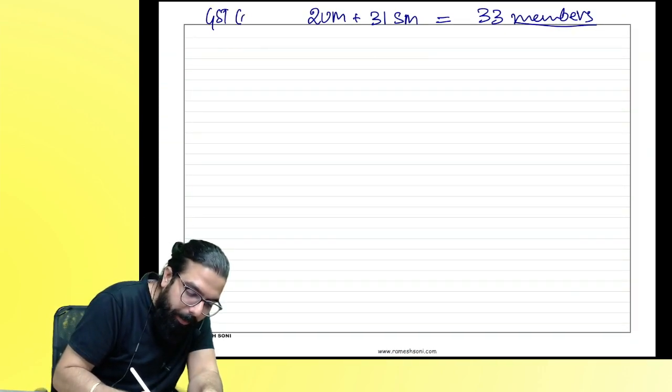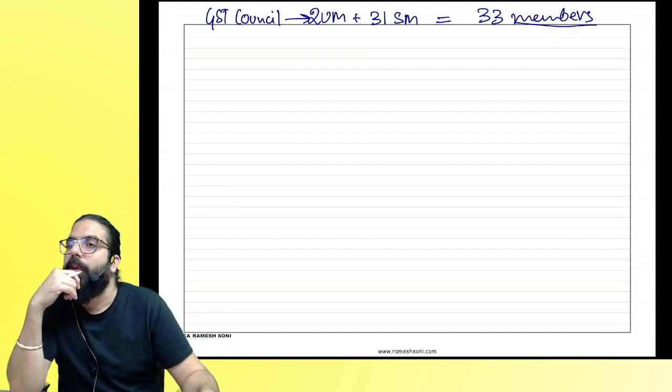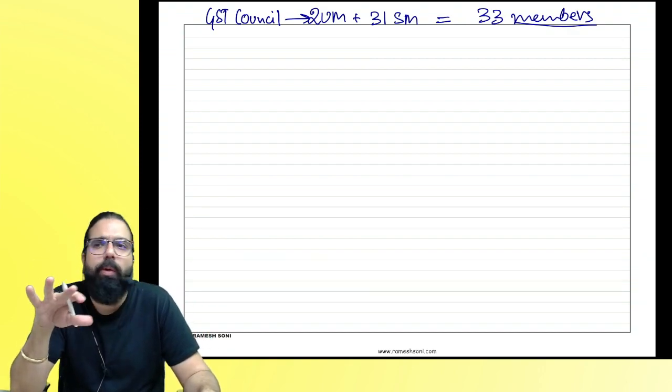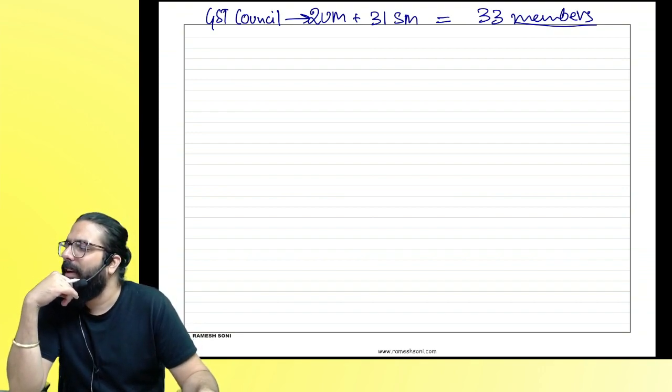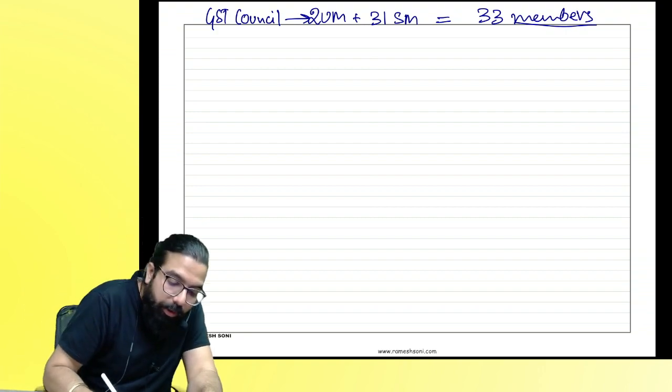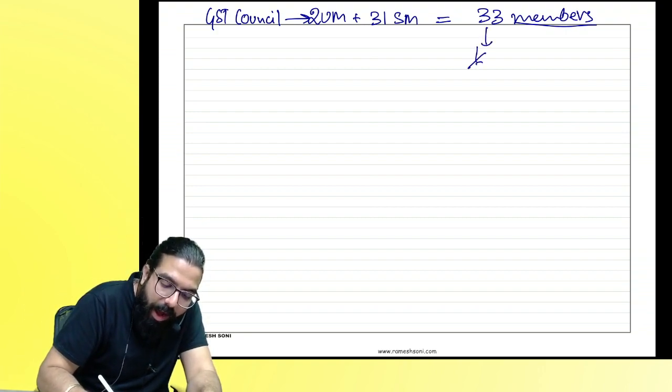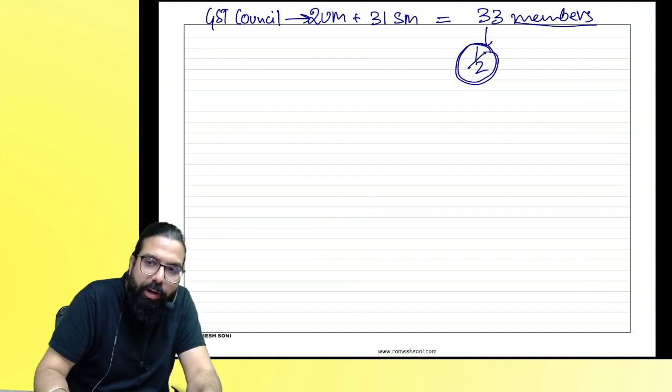GST Council. How many people are there in the GST Council, everyone? 33 members. You know, there is a minimum number of members required for a meeting to be held. What is it called? Louder. Quorum. So, out of this, half of the number of members should come. Can you tell me what half means?